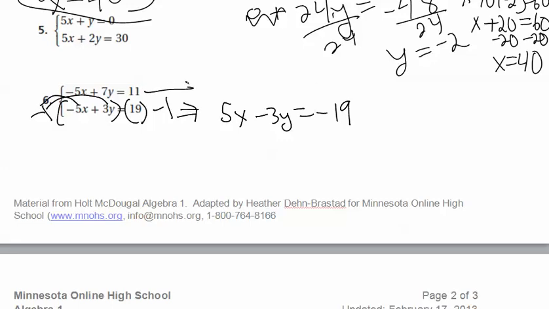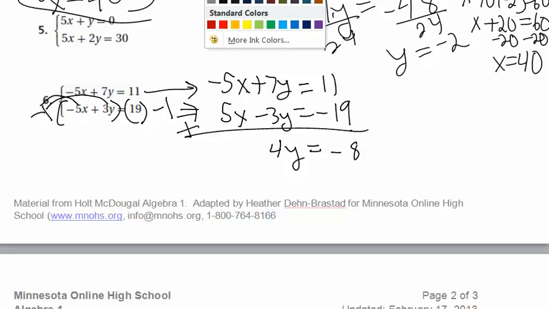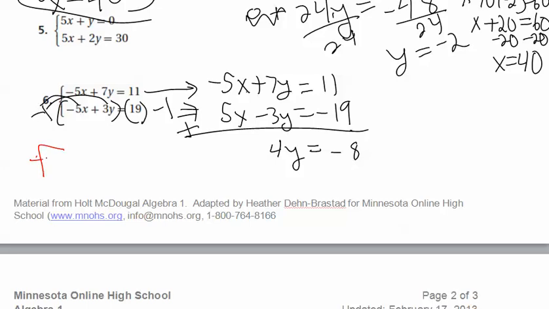Just going to rewrite the top equation so they're lined up. And now we have it set up for elimination, because if we add these two equations together now, we get negative 5x plus 5x. That's 0. 7y minus 3y is 4y. 11 minus 19 is minus 8. And you can probably finish this. So finish this, solve for y, and then find x after you solve for y.